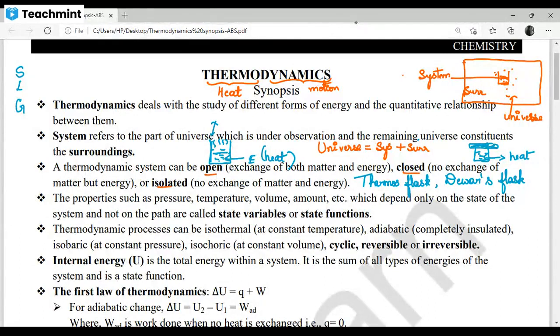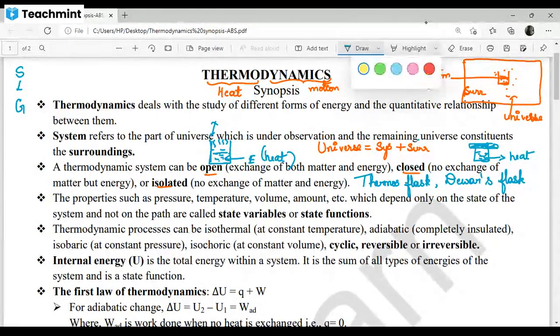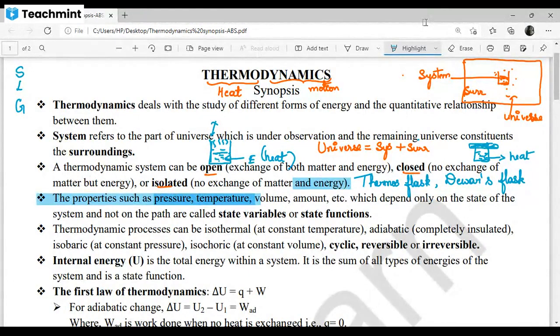You need to know which is a state variable and which is path variable. So state variable means it depends on initial and final state only, like pressure. We can take it as P2 minus P1. Temperature T2 minus T1 we can take. Volume as V2 minus V1. Amount of the substance as N2 minus N1. You know, amount of substance unit is number of moles, N, correct? Mole is the unit. So initial, final amount can be considered. So these are called as state variables.